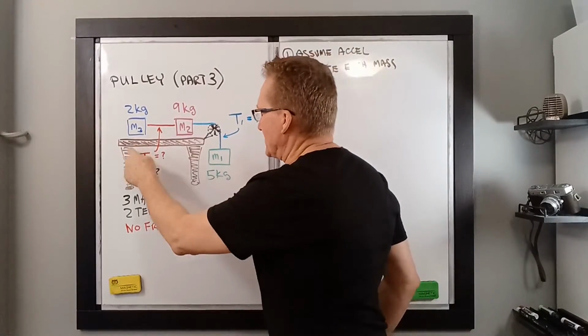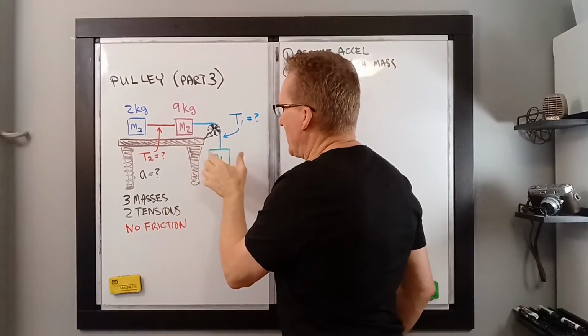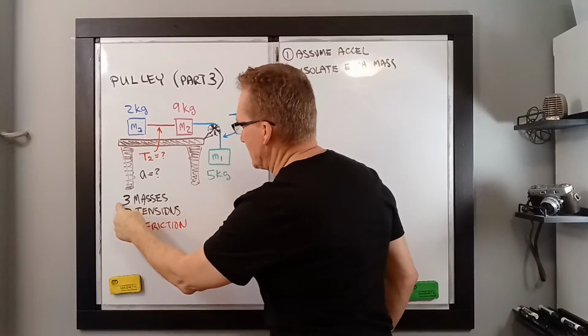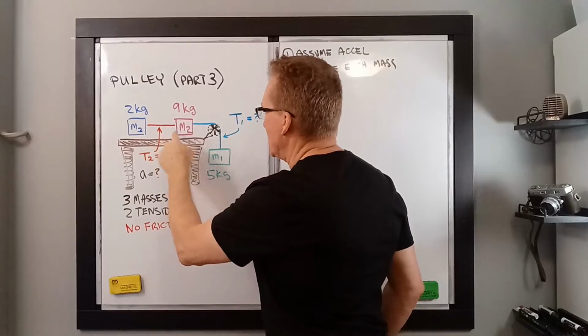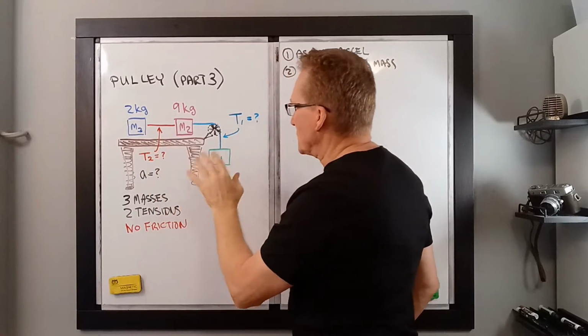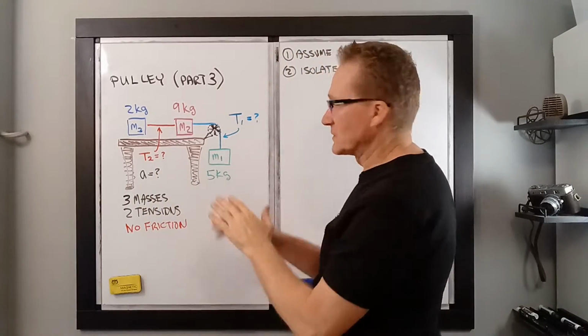Welcome back to another pulley problem, part 3, as we get more and more complex in our evaluation of pulleys. We have a table here with two different masses, a pink and a blue one, and a green mass hanging off the table with a pulley. This one has three masses, two tensions. So it has tension number 1 here in the blue rope, tension number 2 in the red rope. We're supposed to find both tensions and the acceleration. So there's a lot to find.